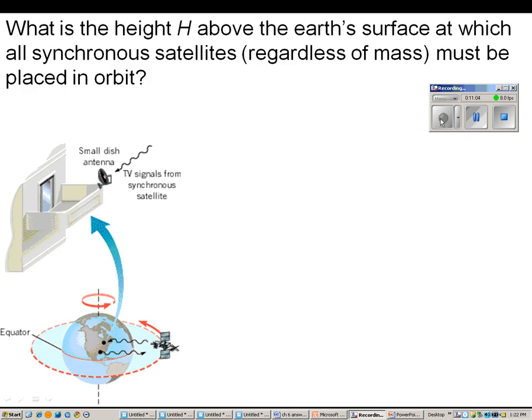So here's an example problem that you can try. It says, what is the height h above the Earth's surface at which all synchronous satellites, regardless of their mass, must be placed in orbit? Now, we're talking about being above the Earth, and synchronous, or as you might have heard it, geosynchronous, means it stays above the same place of the Earth all the time. Weather satellites will do this, and other satellites that you want to stay above the same spot all the time will do. So as the Earth rotates, this satellite will revolve.